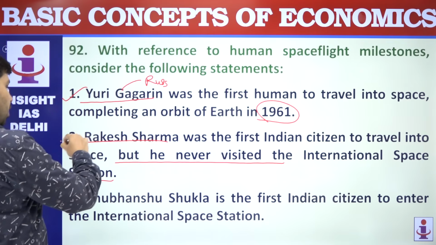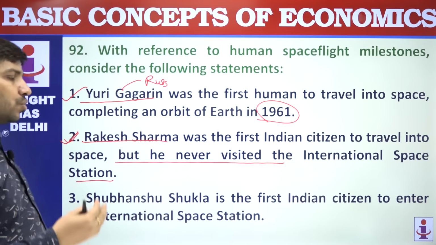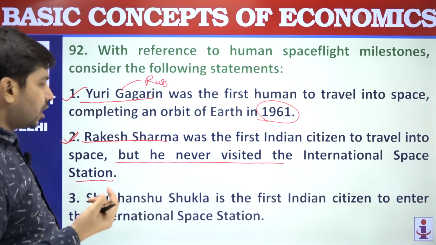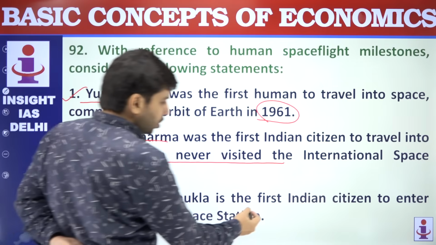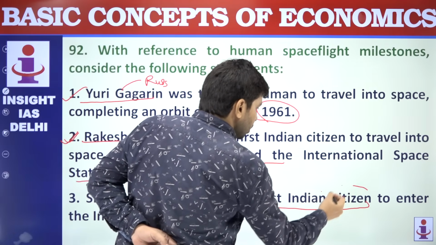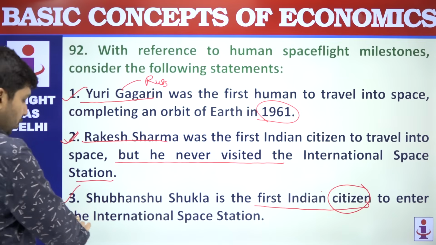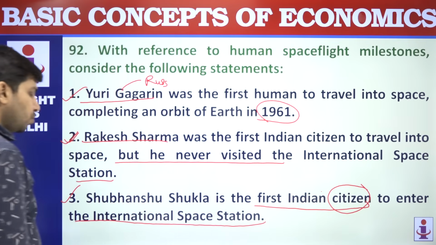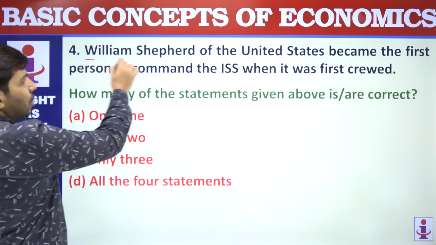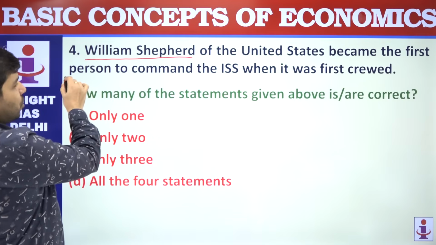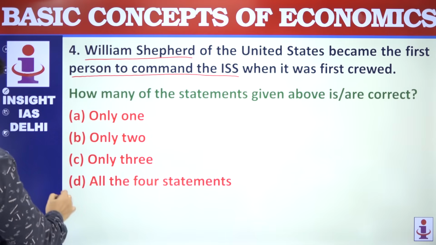Yes, because when Rakesh Sharma traveled into space, ISS was not existent at that time. ISS came very late. Shubhanshu Shukla, very recently, first Indian citizen. It is saying citizen. That's why this statement is correct, because he is the first Indian citizen to enter ISS. William Shepard became the first person to command ISS when it was first crewed. So all the 4 are correct.